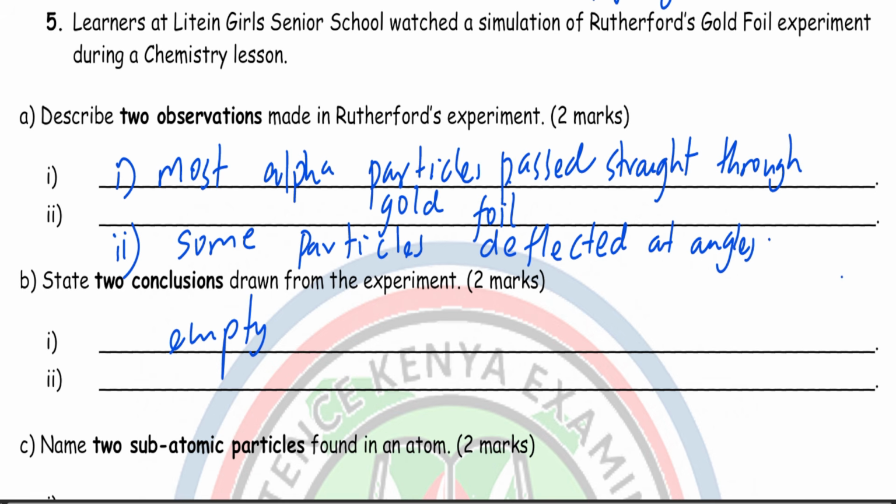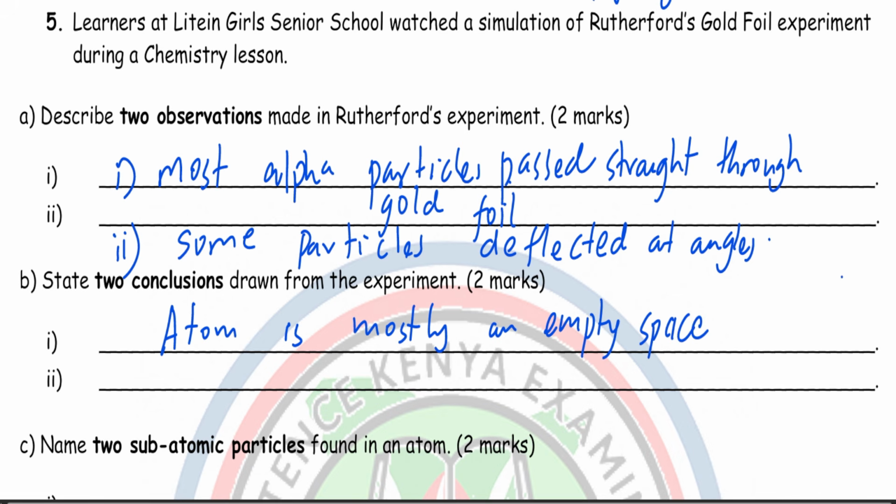So, empty space in an atom. Let's say the atom is mostly empty space. That's why the particles just pass straight through. Because if you look at an atom, let's say this is your gold foil and the particles pass through, obviously there's space inside that atom. So most of the atom is just empty space. That's the first conclusion he came about.